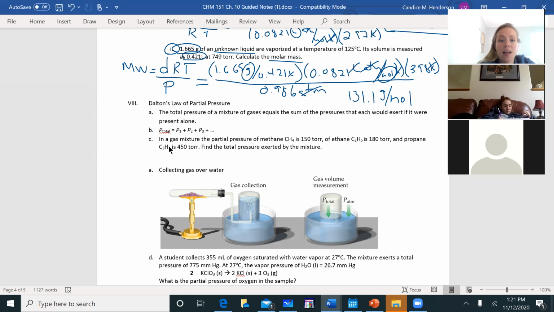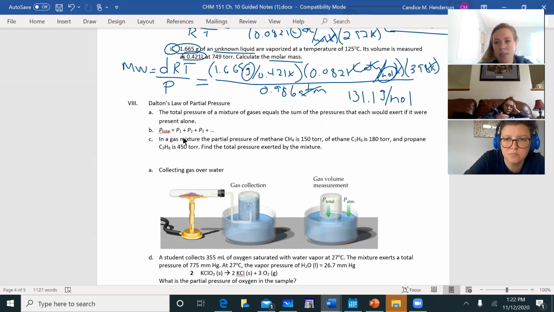As far as units are concerned with using Dalton's law, they just all have to be in the same unit. So it's not like this has to be in ATM. In this problem, everything is given in torr, so we can keep it in torr. It says in a gas mixture, the partial pressure of methane is 150, ethane is 180 torr, and propane is 450 torr. Find the total pressure of that mixture.